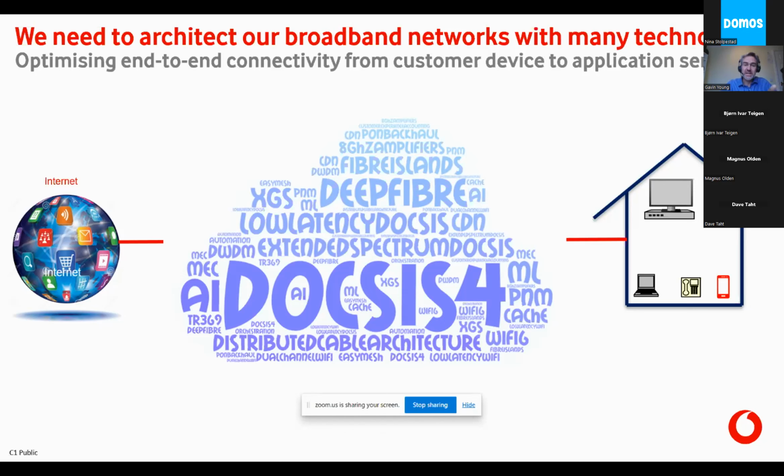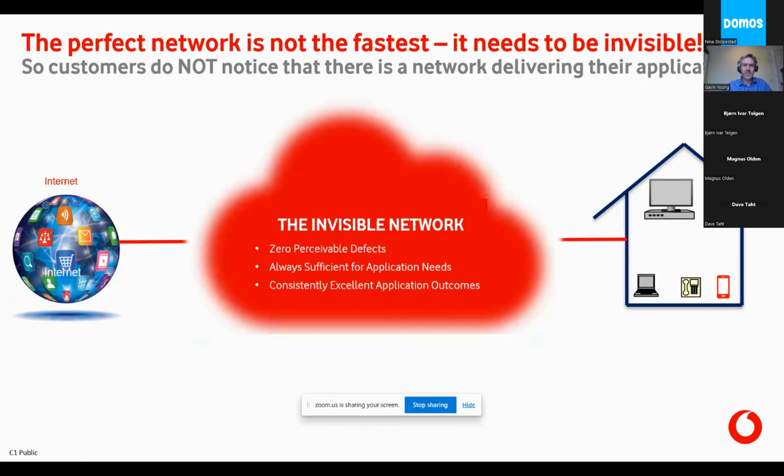So speed is necessary. You need a minimum rate to get through an ultra high definition video stream. It's necessary, but it's not sufficient on its own to deliver excellent quality of outcomes, shall we say, of customers' applications. So really, as broadband or network engineers, I think we need to set our sights higher and look beyond speed and try and have a higher level vision of what we're trying to achieve with these networks.